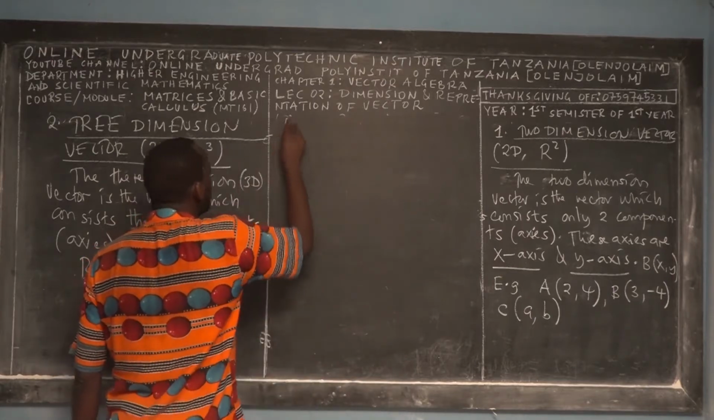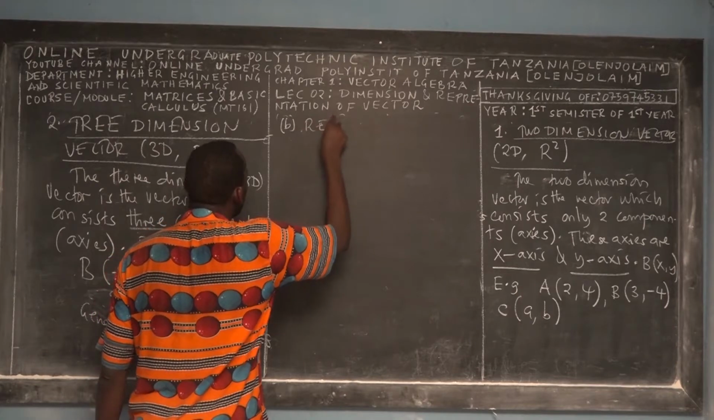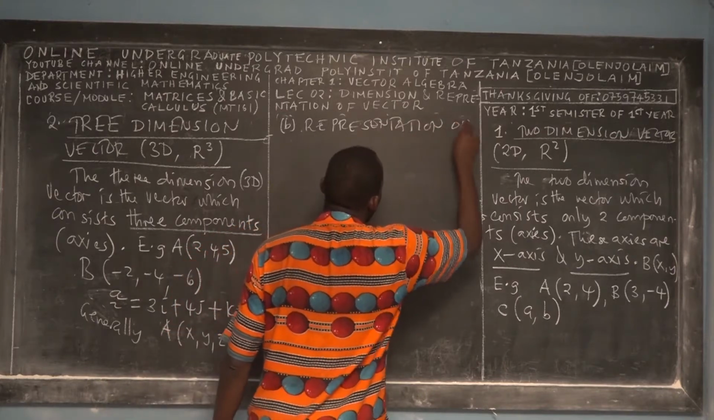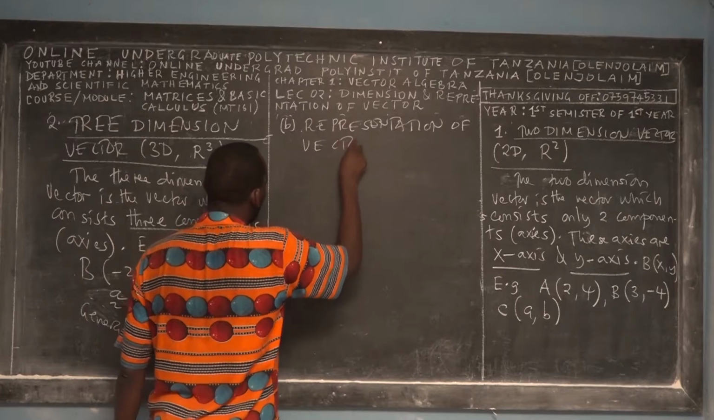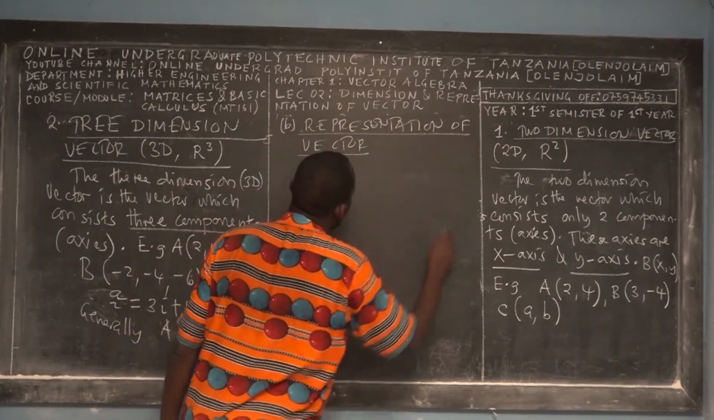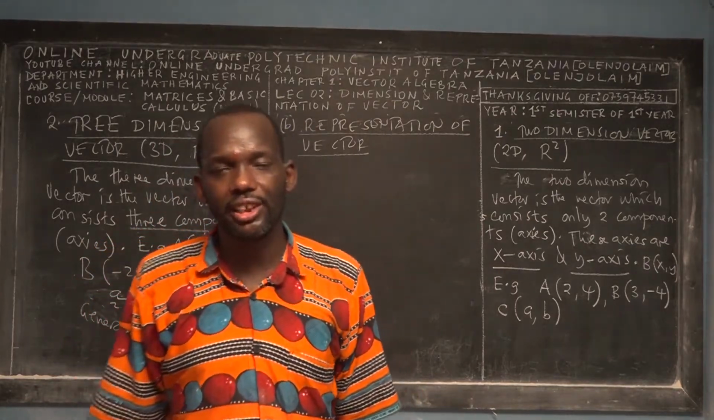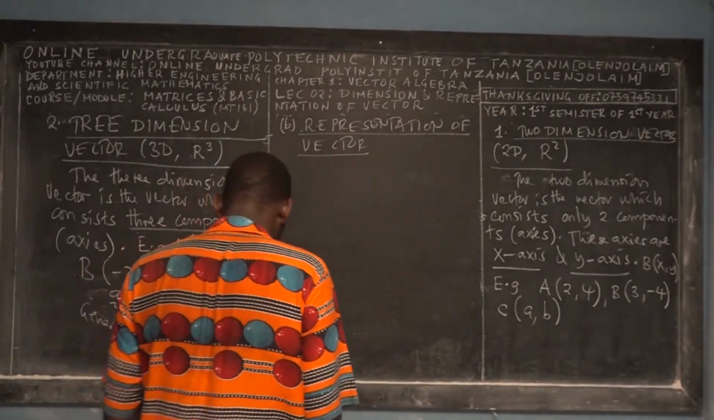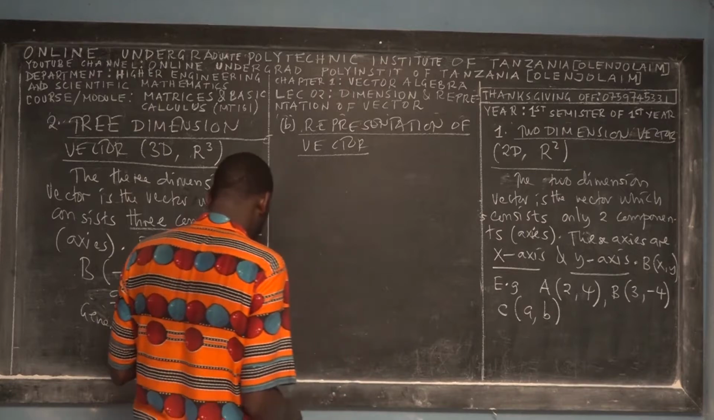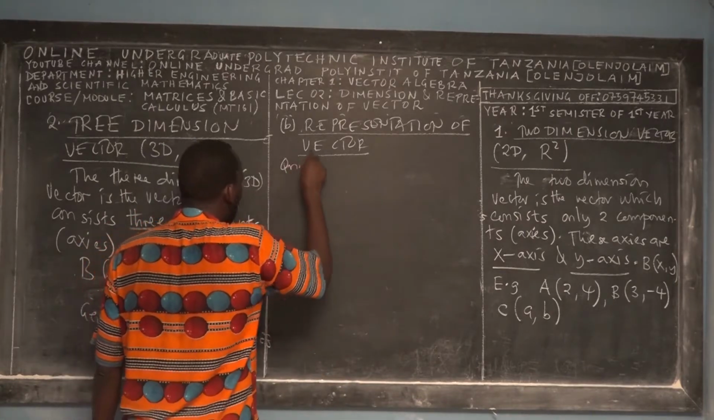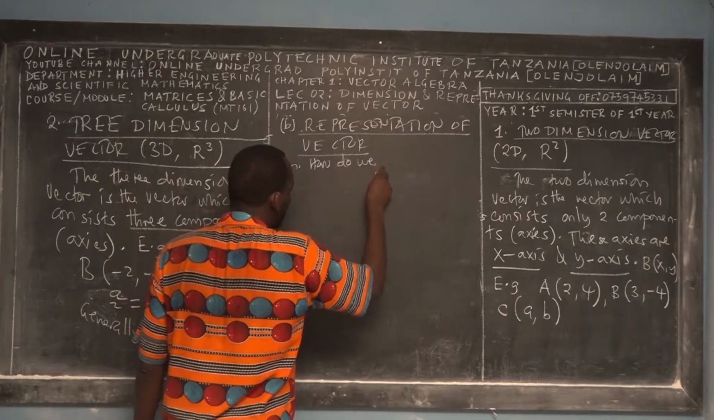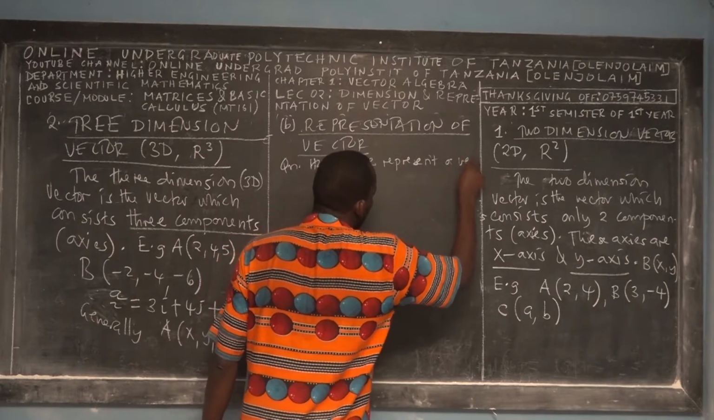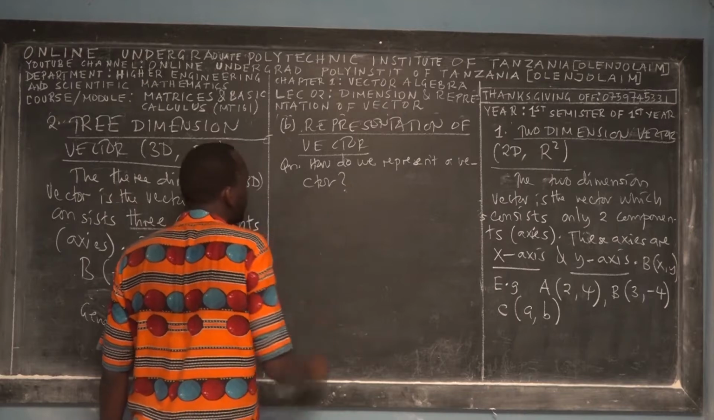So now let us come to part B of this session, which is representation of vector. The question we want to answer is, how can we represent a vector mathematically? How can you present a vector in engineering? How can you present a vector in science? That's the fundamental question. How do we, as mathematicians and engineers, represent a vector? We should have a universal representation of the vector.